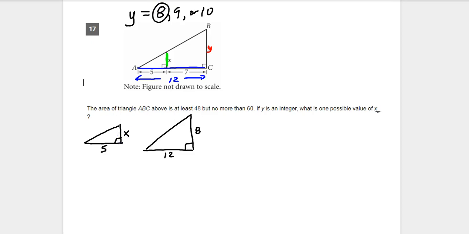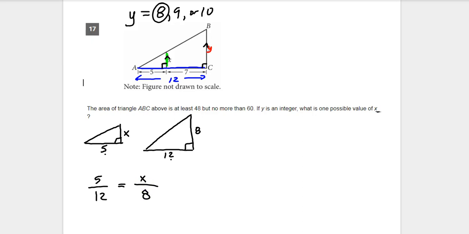I know they are similar because anytime you have two lines that are parallel, and they're both at right angles, 90 degrees, so they have to be parallel, it's going to create two similar triangles, like a small version and a bigger version. So let's set up some corresponding sides. Here's a proportion: 5 is to 12, so little base is to big base as little height is to big height.